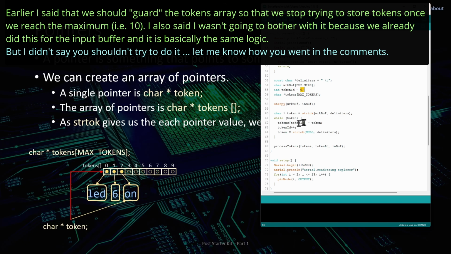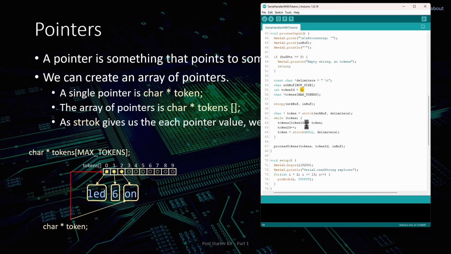After we've done the LED, we get the number 6, so our token will be 1. That gets stored in element number 1. Then we increment it, so now it's 2. Pull it again, we get the keyword on, and it's in number 2. And that's how we got the output that we saw earlier. I'll just run that again.